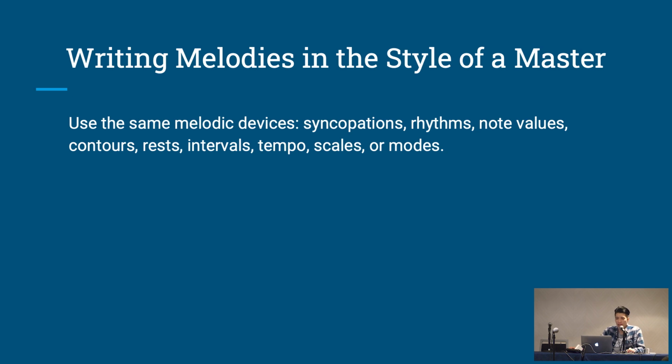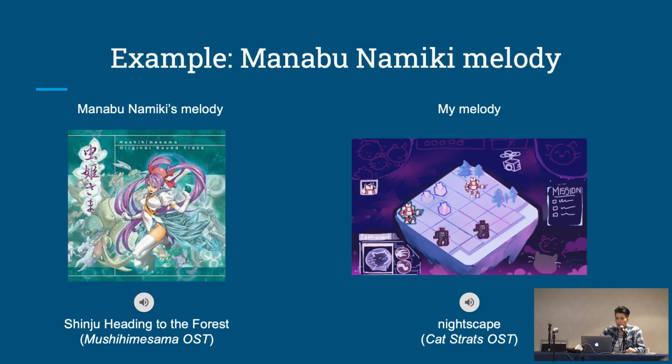Writing melodies in the style of a master: use the exact elements that your favorite composer uses. The same melodic devices: syncopations, rhythms, note values, contours, rests, intervals, tempos, scales, or modes. Now, this is an example of this. I was composing a track for my Cat Strats soundtrack, which is literally a sci-fi futuristic cat strategy game, and I was trying to write this upbeat electronic soundtrack.